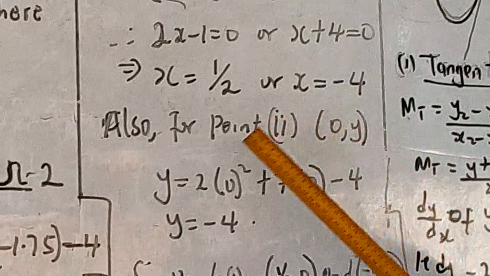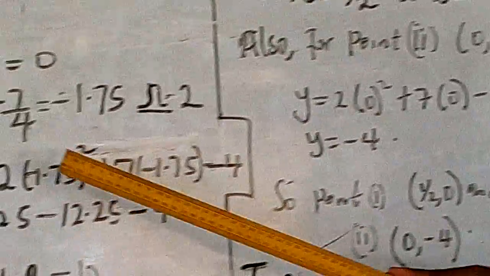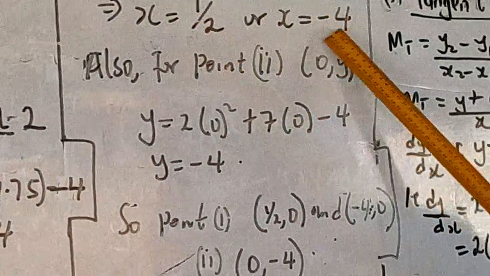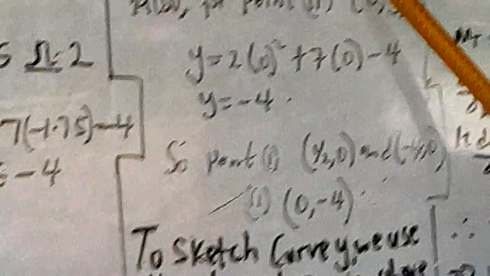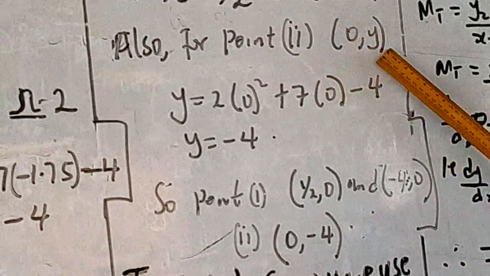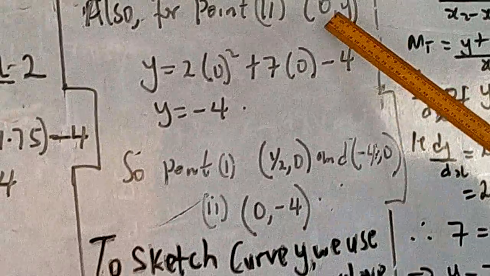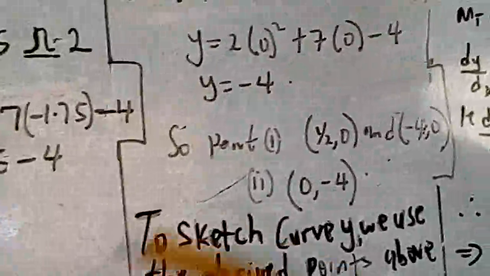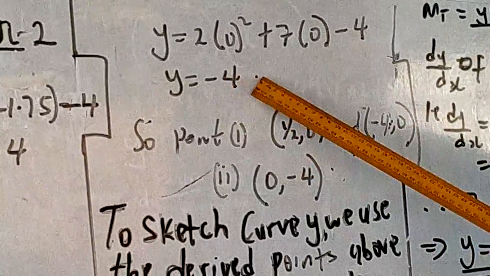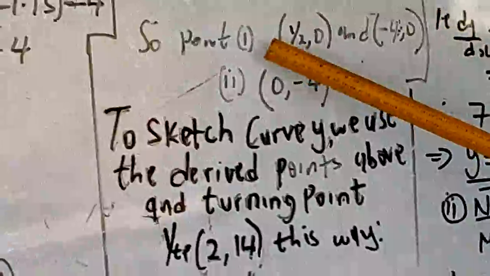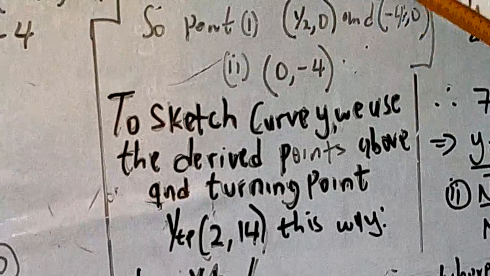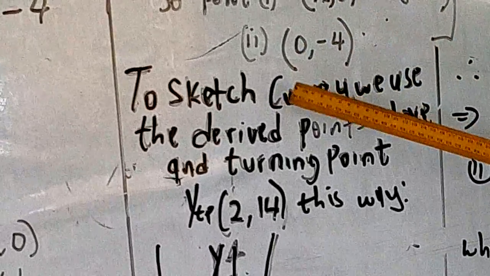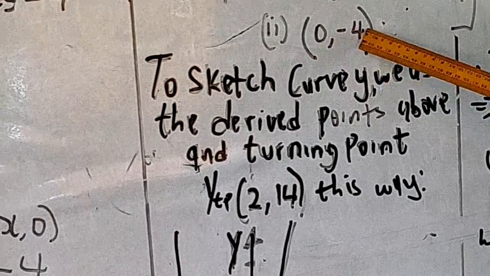So what we are trying to say is that for the first point, x0, the value of our x can either be half or minus 4. At that point, the value of y is always 0. Now, for the second point, 0y, our x is 0, so we substitute 0 for the value of x in the original equation. We discover that our y is minus 4. So now, for points x0 and 0y, we have half 0 and minus 4 0, and 0 and minus 4.